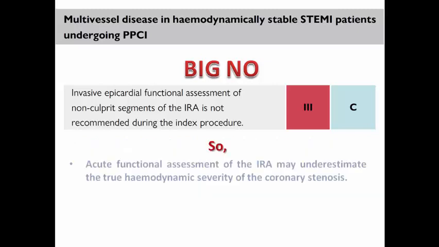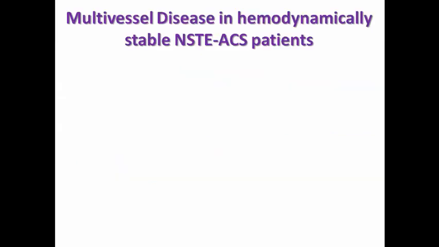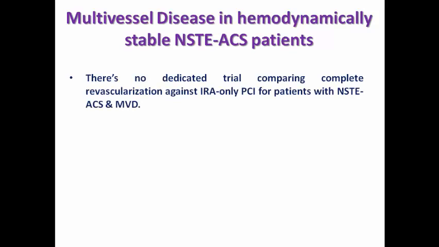And so the acute functional assessment of the infarct-related artery may underestimate the hemodynamic severity of the coronary stenosis. Beyond 1 week of the acute event, FFR measurement has been reported to be accurate in predicting the abnormal nuclear imaging results. The third situation is a patient with hemodynamically stable non-ST elevation acute coronary syndrome and the coronary angiography showing multivessel coronary artery disease.